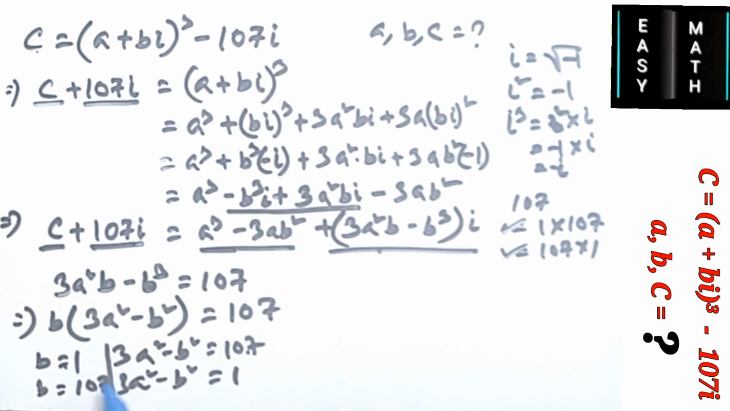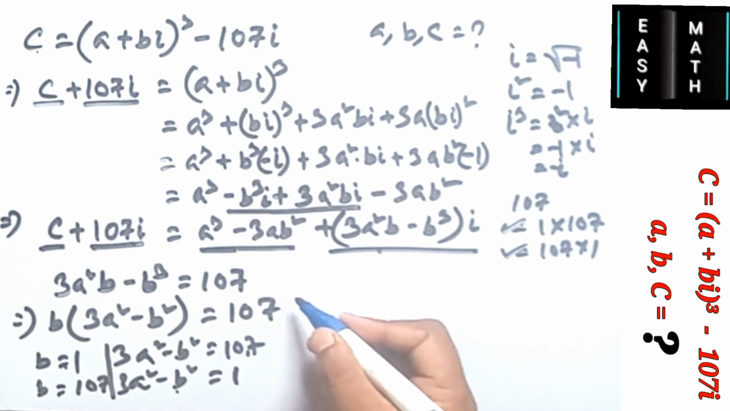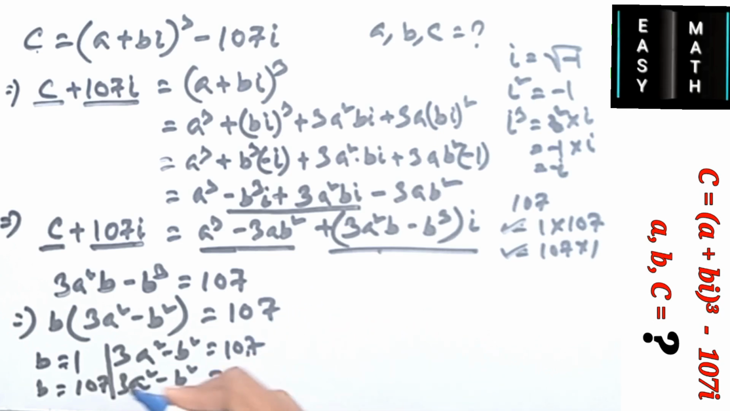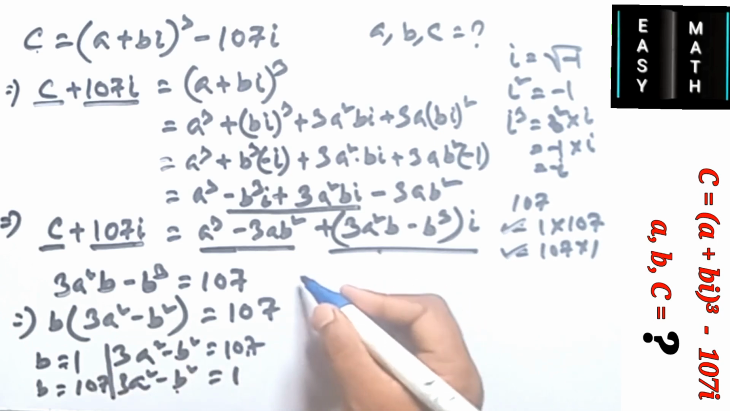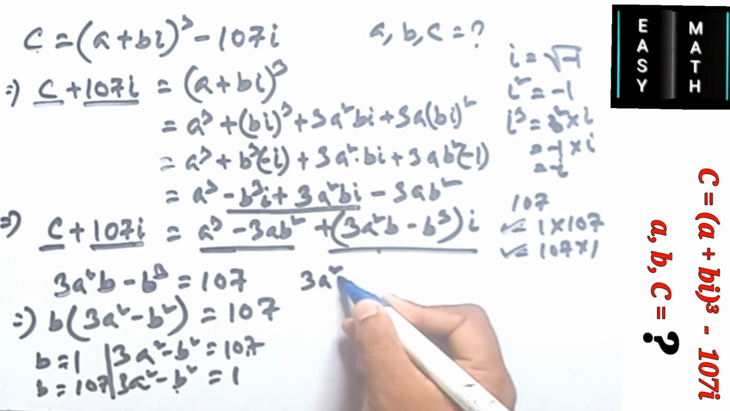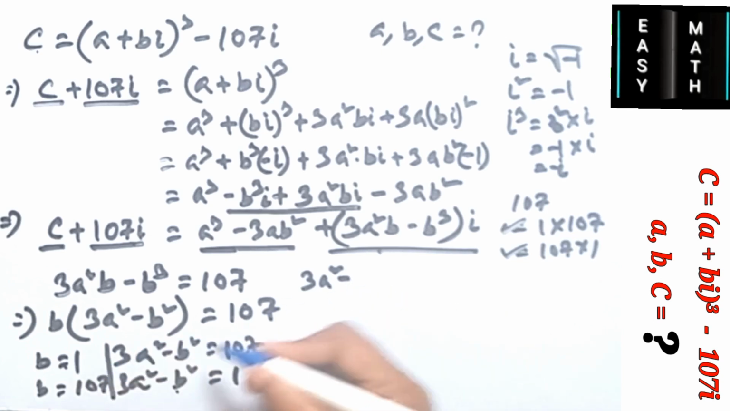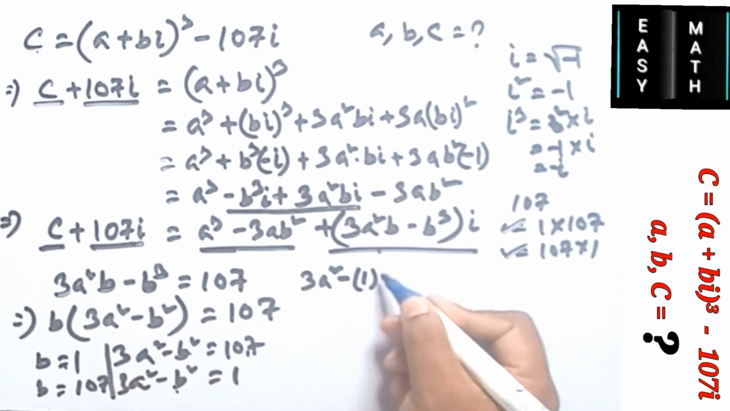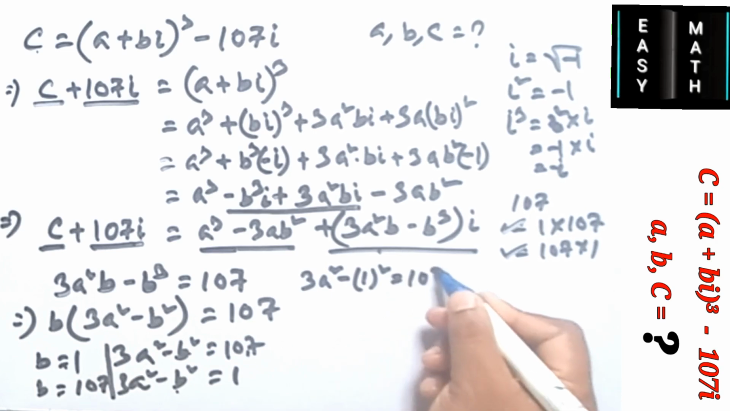So this is equal to 7, and we can write of this, if b is equal to 1, so b is equal to 1, and this is equal to this, so we can write b is equal to 1, and this is equal to this, so 3a squared, and b is equal to 1, so put the b value, so this is the 107.